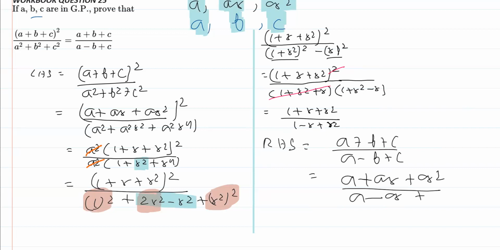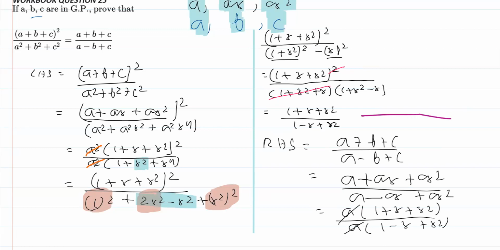a, ar plus ar square. So I can take a common here, and it will give you 1 plus r plus r square. And in the denominator, if I take a as common, 1 minus r plus r square. So this gets cancelled. As you can see now, this and this are the same. The LHS is the same as the RHS. Hence it is verified.